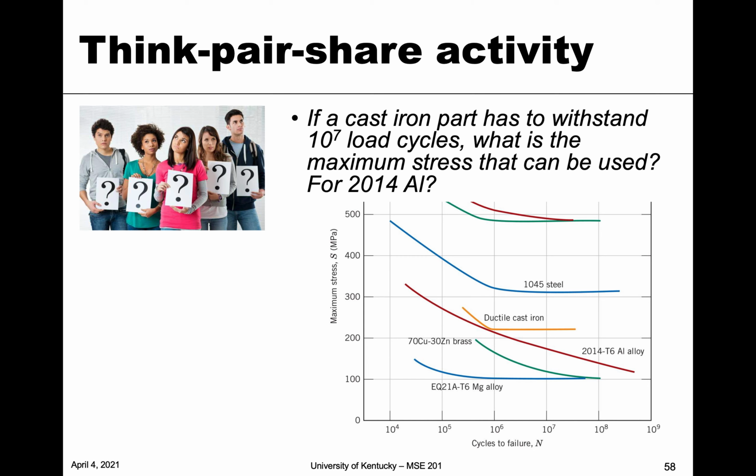But let me read the prompt to you first, and then you can pause the video. If we have a cast iron part, so think of some part that we have that's made out of cast iron, and the design of it is we want it to be able to withstand 10 to the 7 load cycles. Then what is the maximum stress that we can use for that application? And then repeat the same question with 2014 aluminum alloy. So answer that and then come back and we will discuss the solution.